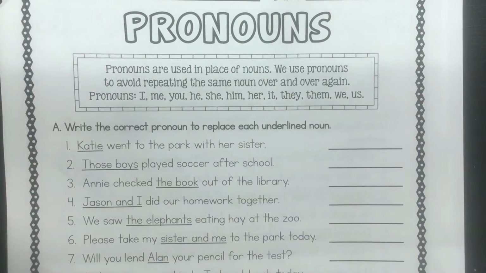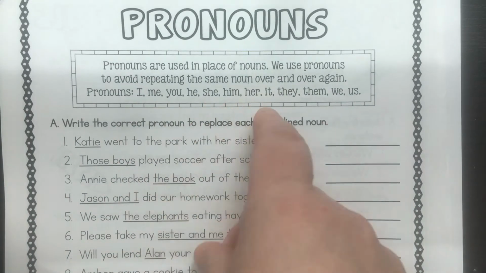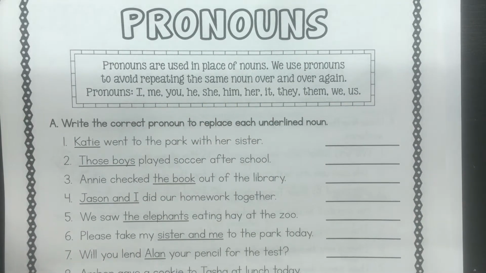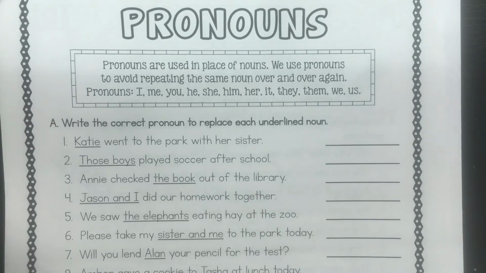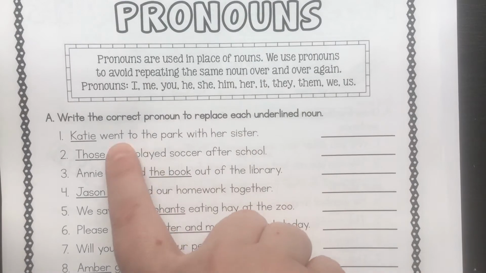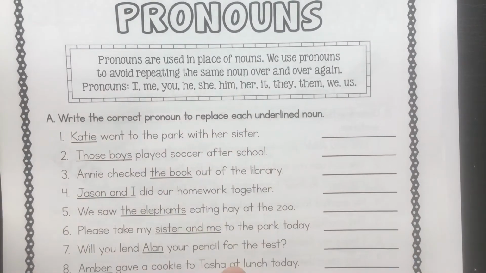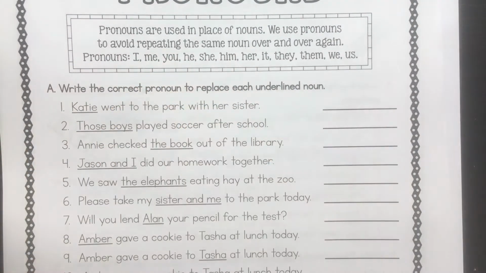So remember that pronouns are used in place of nouns. We use pronouns to avoid repeating the same noun over and over again. So pronouns, these are some examples. There's more of them, but these are some pronouns: I, me, you, he, she, him, her, it, they, them, we, and us. So these are just some examples, all right? And so we're going to use some of those pronouns first to replace the noun in these sentences.